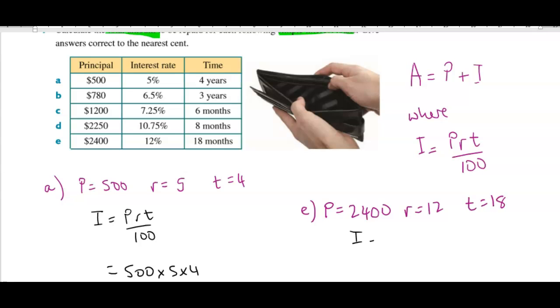All right, so the interest, PRT over 100.